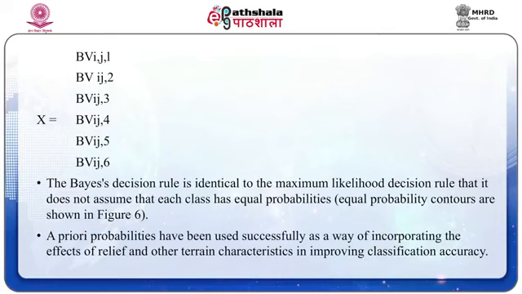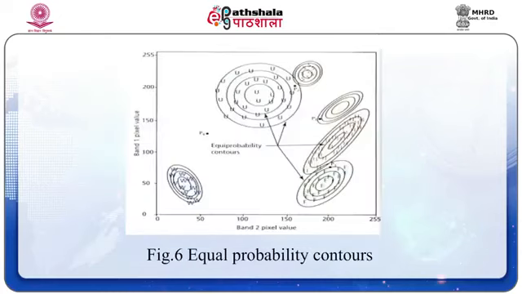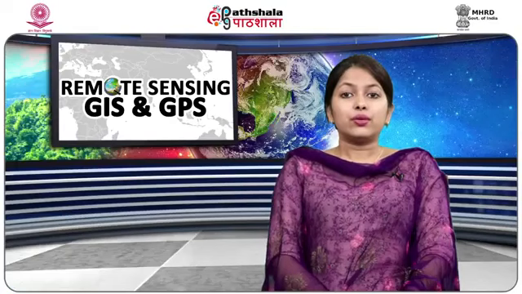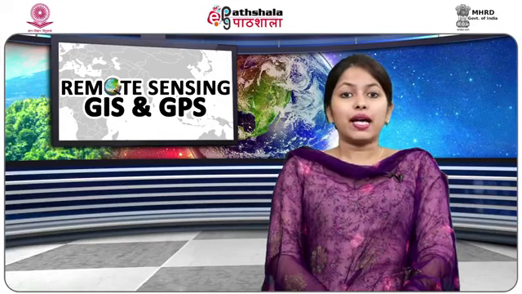The Bayes decision rule is identical to the maximum likelihood decision rule, except that it does not assume that each class has equal probabilities. As shown in figure number 6, a priori probabilities have been used successfully as a way of incorporating the effects of relief and other terrain characteristics in improving classification accuracy. The maximum likelihood and Bayes classification require many more computations per pixel than either the parallelepiped or the minimum distance classification algorithm. They do not always produce superior results.